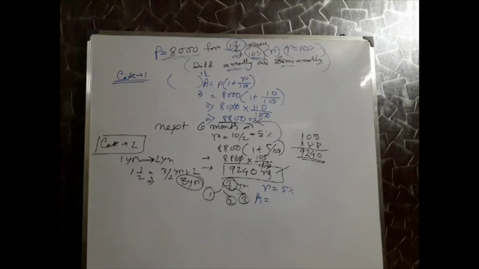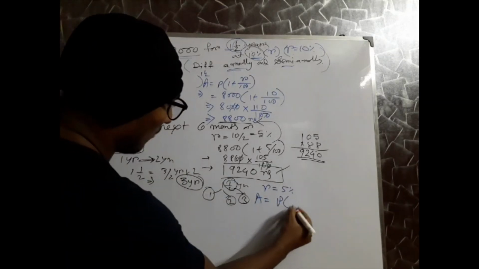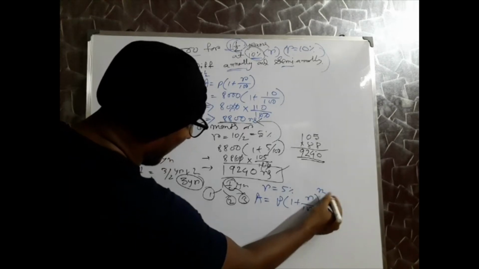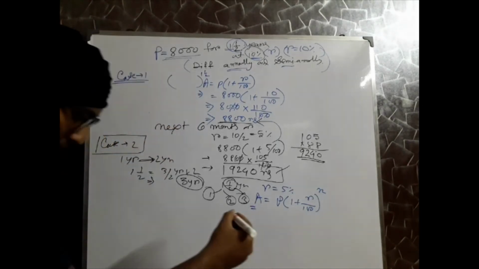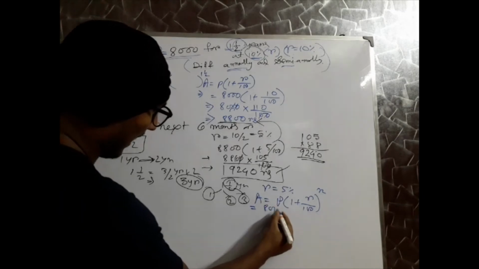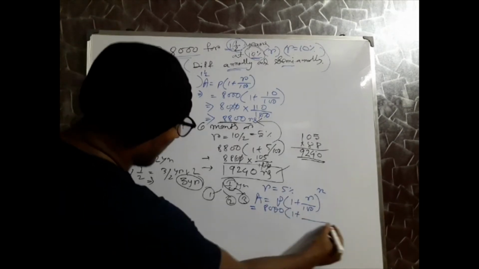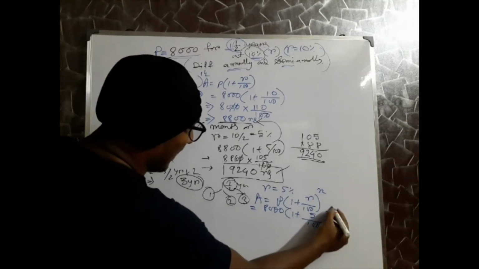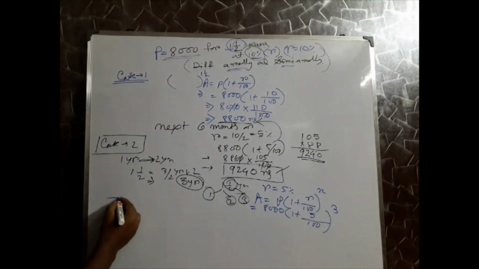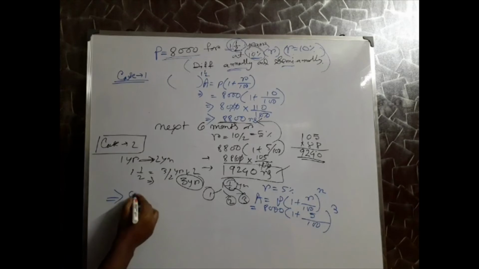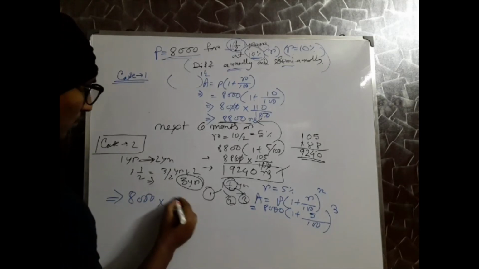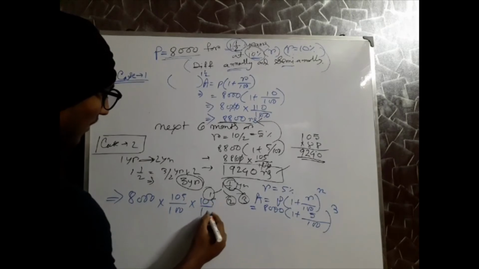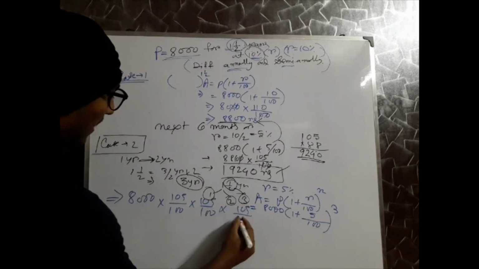In our case, n is equal to 3 years. So 8000 into (1 plus 5 by 100) to the power cube, and then calculate it. It is easy. This is 8000 into 105 by 100 into 105 by 100, again 105 by 100. Then cancel the zeros. Then calculate, because it's very easy.